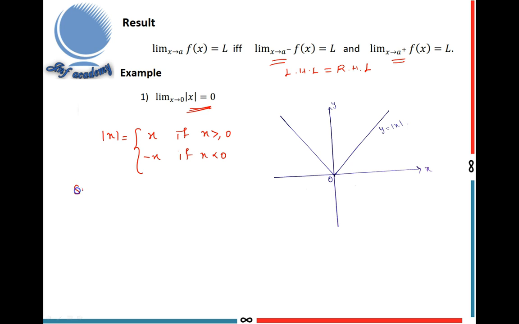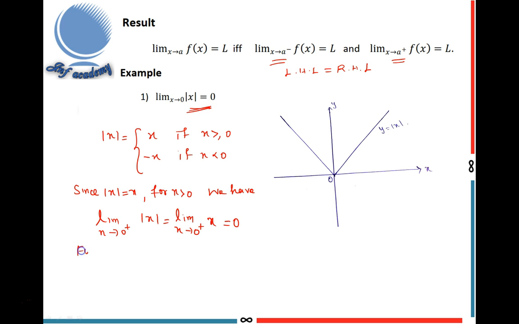Here, since modulus x equals x for x greater than 0, we have the limit as x tends to 0 plus of modulus x equals the limit as x tends to 0 plus of x. This is also 0. Put x equal to 0. So the right hand limit of the modulus x function as x approaches 0 is 0.